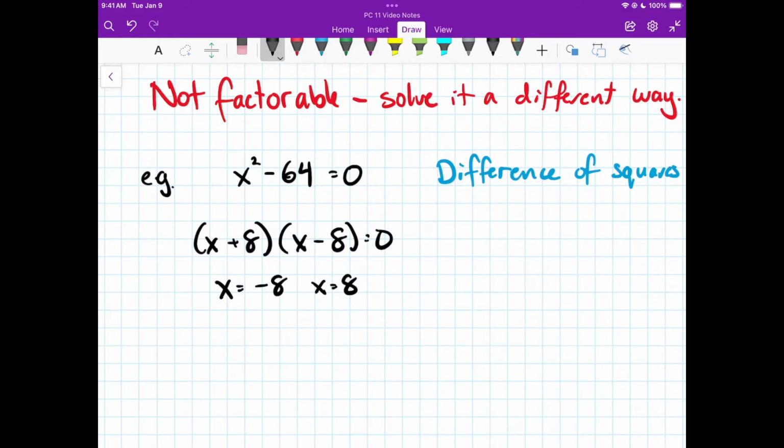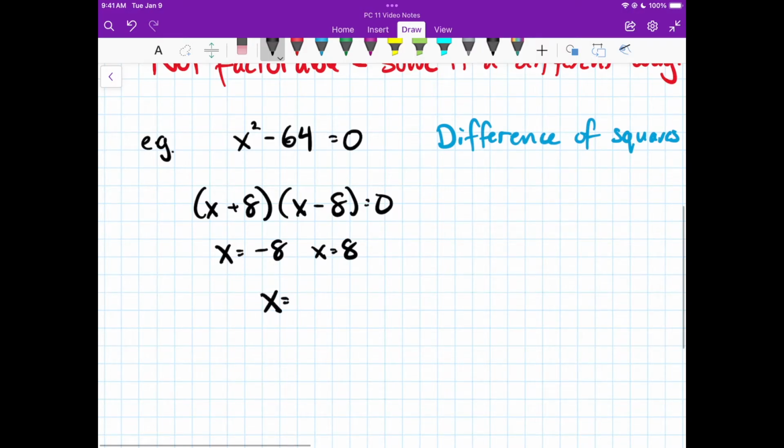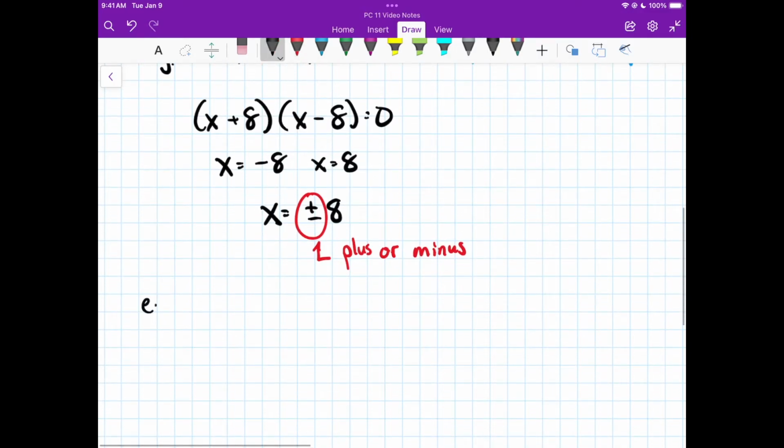We can write that a little bit more succinctly by saying x equals this. So an 8 with a plus and a minus sign in front of it. And so that little symbol really just means plus or minus. So it means positive or negative. So this is our way of saying x can be positive 8 or negative 8 without having to write out both of the 8s. And that'll be true for any difference of squares. So for example, try solving 16x squared minus 121 equals 0. So pause here for a second, give this one a shot, and see how you do.